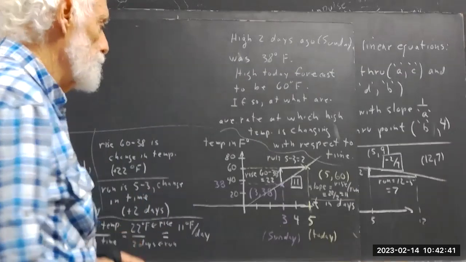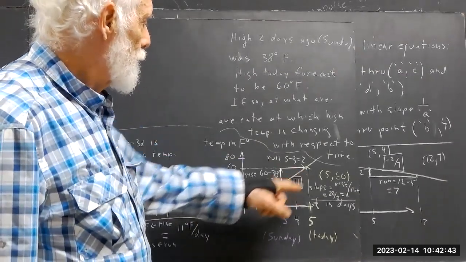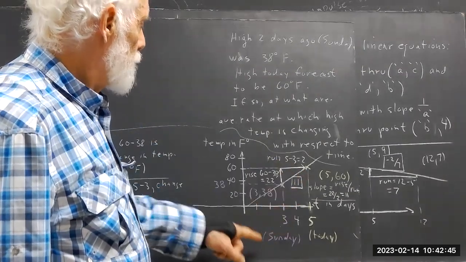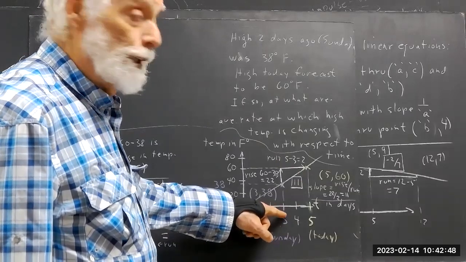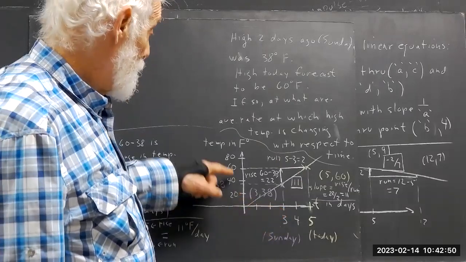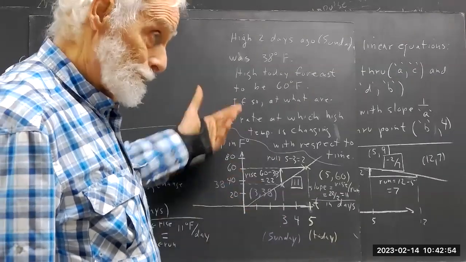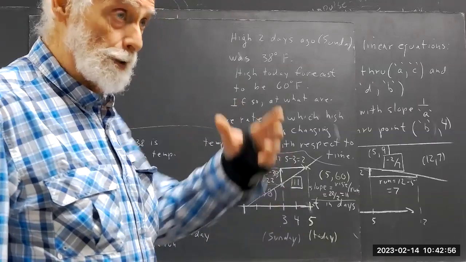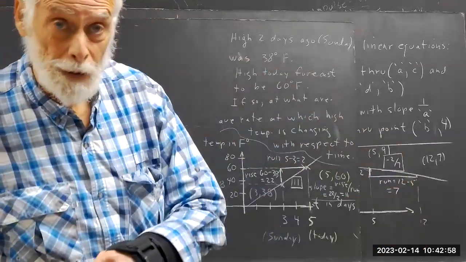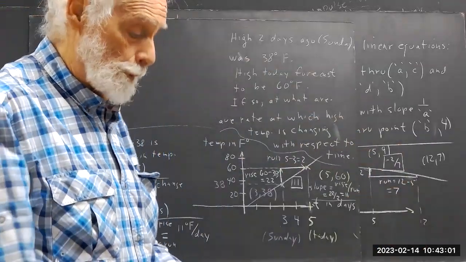Now, the other thing is, you're going to get exactly the same rise and run if you call it day 1 to day 3 with the same temperatures, or day -2 to day 0. Okay, and that makes perfect sense. Thinking in terms of today, 2 days ago would be -2. Wouldn't make any difference.